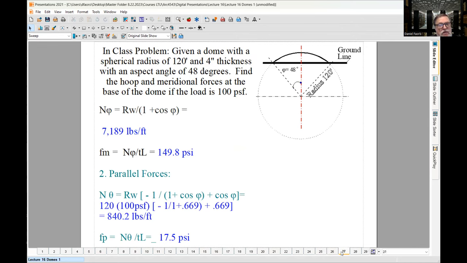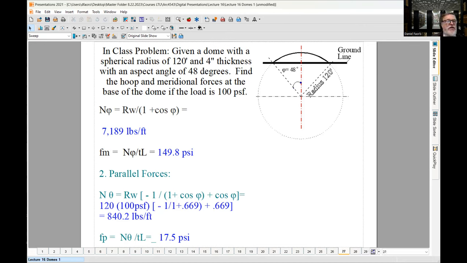So n sub phi equals RW divided by 1 plus cosine phi. If you do the math, you should get 7189 pound feet. And the resulting stress, n sub phi divided by TL, is 149.8 psi. My parallel forces, n sub theta equals RW times negative 1 divided by 1 plus cosine phi, plus cosine phi. Plugging in my values, I get 840.2. And my value for F sub P for the parallels would be 17.5.